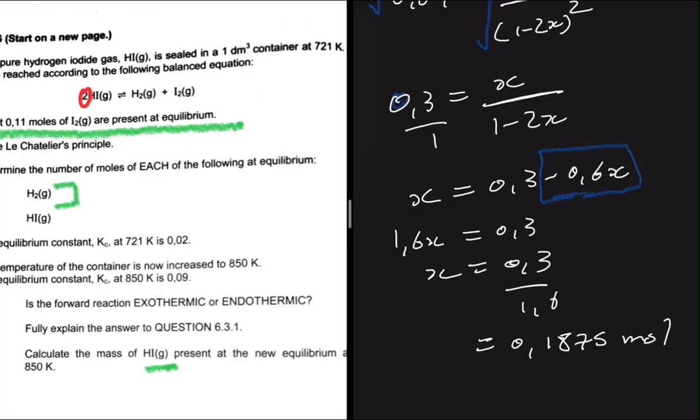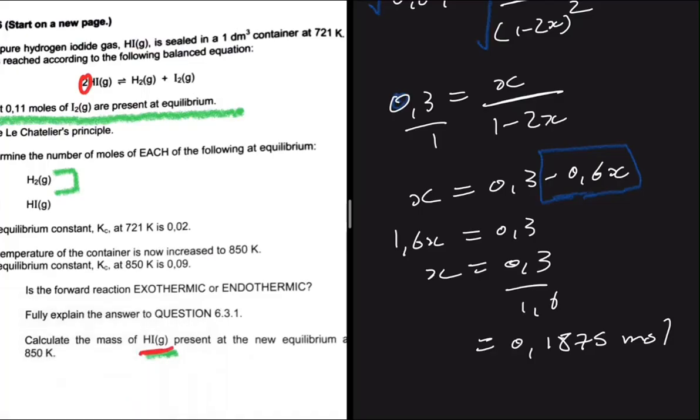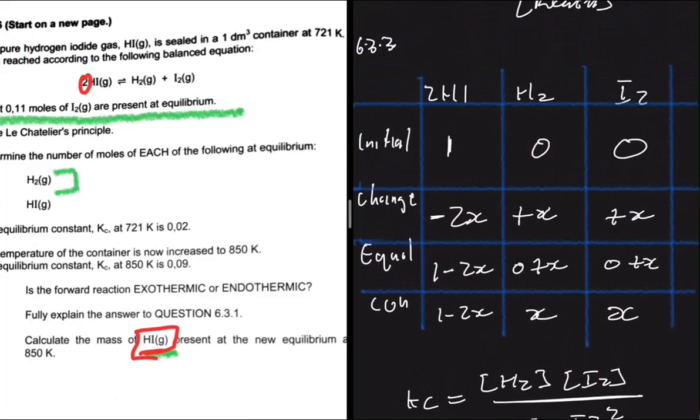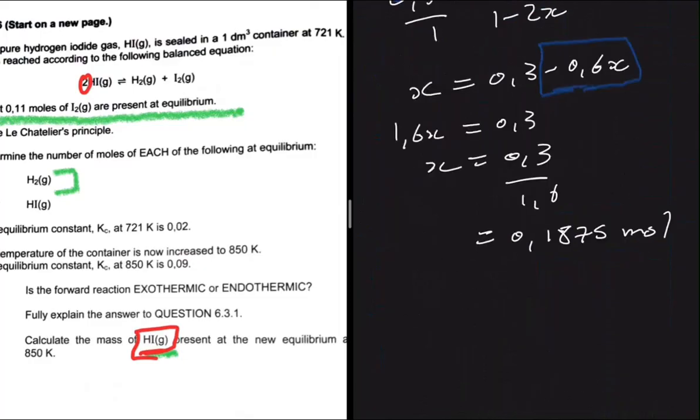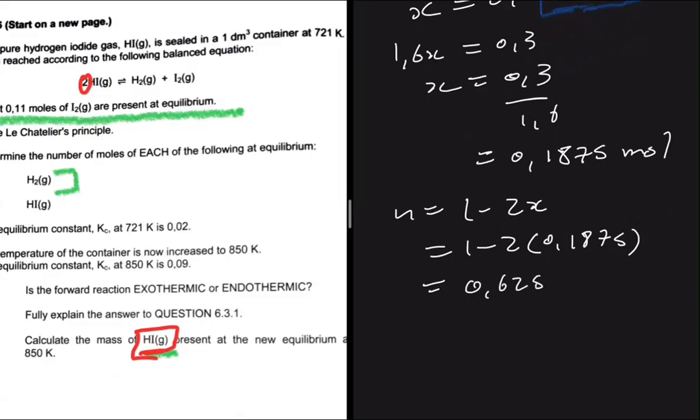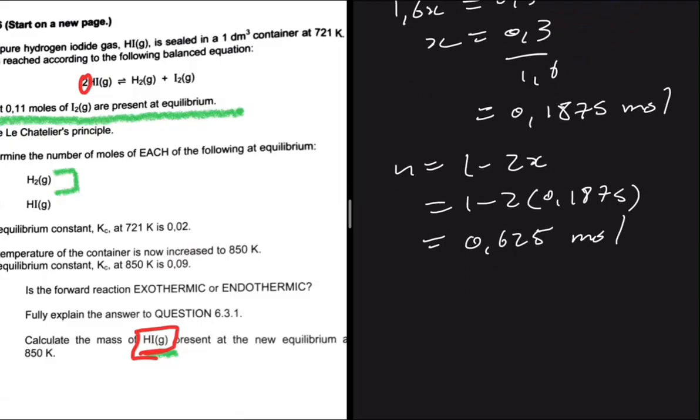But we're not looking for x, we're looking for the mass of HI present at new equilibrium. So let's go ahead and find the number of moles of HI at equilibrium. It's 1 minus 2x. So we can say that the number of moles will be equal to 1 minus 2x, but we now know what x is. It is 0.1875. So what is the number of moles? I'm getting 0.625, right? So we have the number of moles of HI at equilibrium.